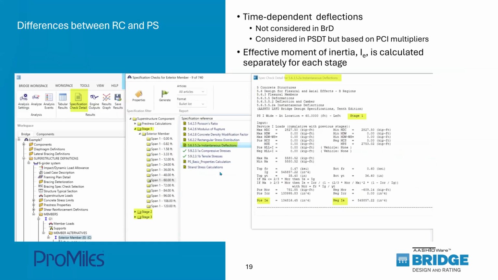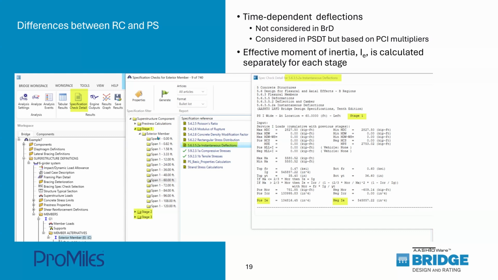spec check results file. We follow a similar process for pre-stressed structures. There are just a few differences that I'm showing here. First, as I mentioned before, we don't consider time-dependent deflections for pre-stress because in LRFD the lambda D factor does not apply to pre-stress. And again, we do consider these pre-stress deflections in the pre-stress design tool, just with a different factor.